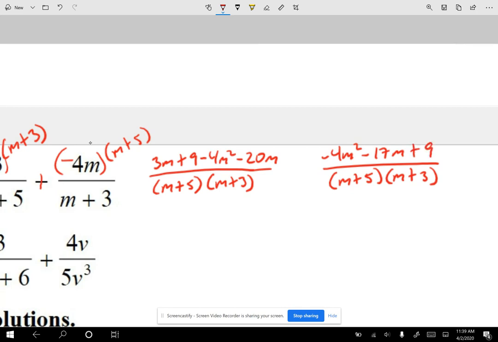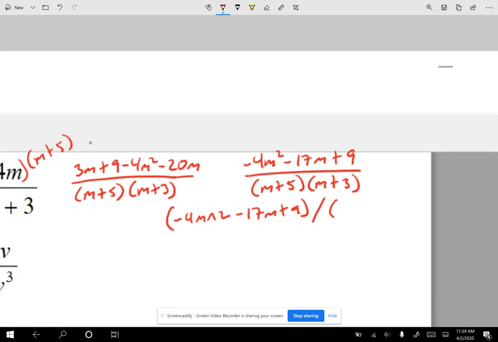The way I will type it, let's make sure the top is inside parentheses, negative 4m to the second minus 17m plus 9, all of it inside parentheses, over the bottom. I have a big set of parentheses. Make sure each of your factors is in its own parentheses. So m plus 5, m plus 3.